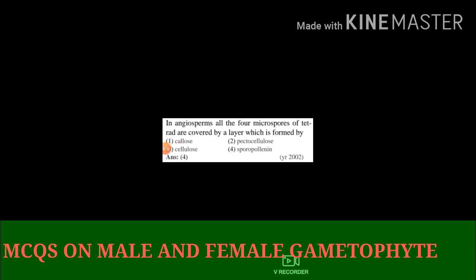Next question: in angiosperms, all the 4 microspores of a tetrad are covered by a layer which is formed by. We have already seen in previous questions that the microspore or the pollen grain is covered by a protective non-biodegradable or non-decomposable substance which is called sporopollenin. Due to this, here the answer is option number 4, sporopollenin.